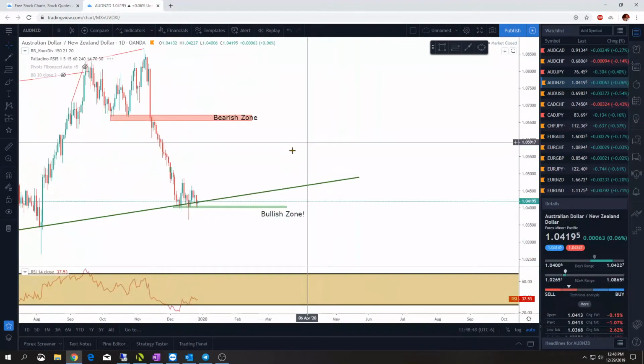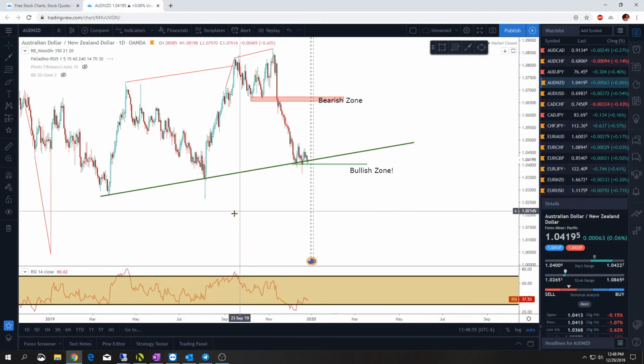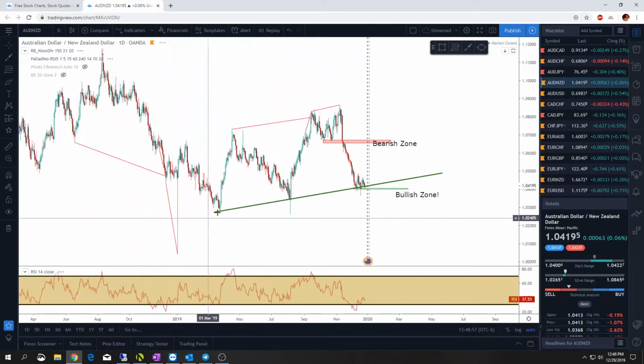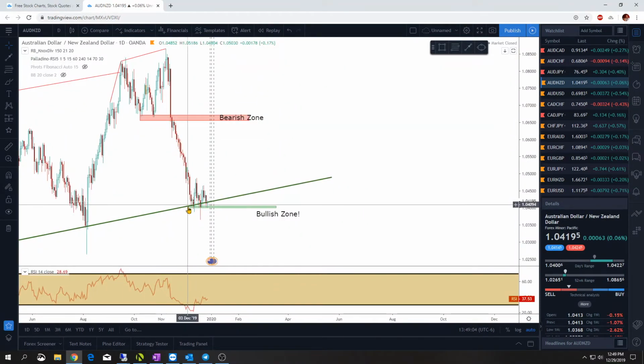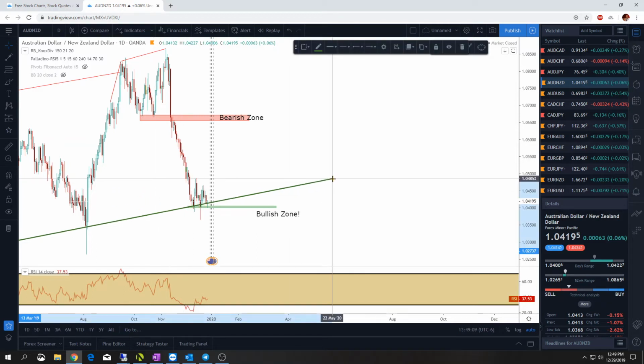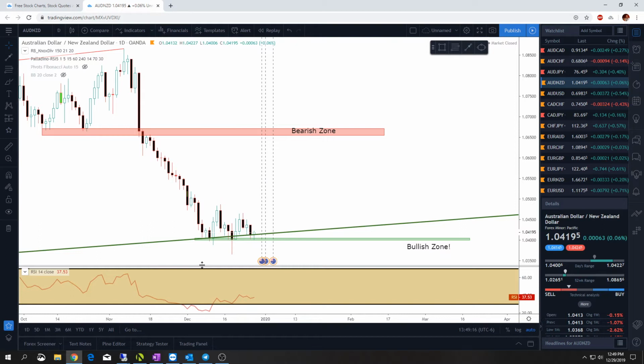Okay, let's look at Australian dollar, New Zealand dollar. All right, so we are at a very tricky spot. So you can see on the daily here, I kind of drew this support line, and we've been kind of watching this pair drop its pants for quite some time. And the price is still really respecting this area. And if we zoom in here, price just can't seem to get below this level.